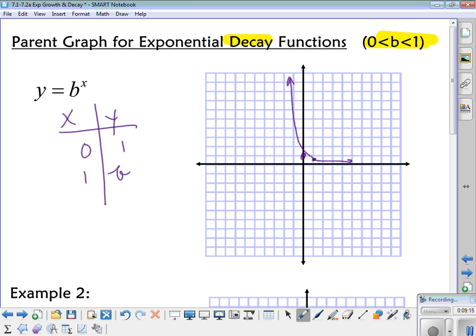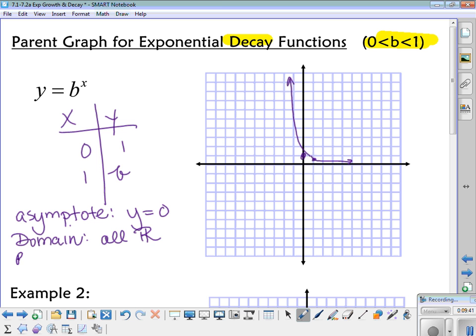So the graph starts out really high and comes down and approaches 0 again. So I still have an asymptote of y equals 0, or the x-axis. And just like before, there's no limitation on my domain. I can put any kind of exponent in, so it's all real numbers.